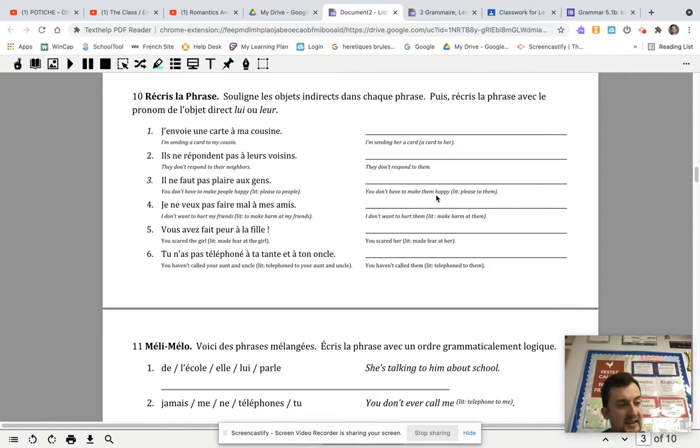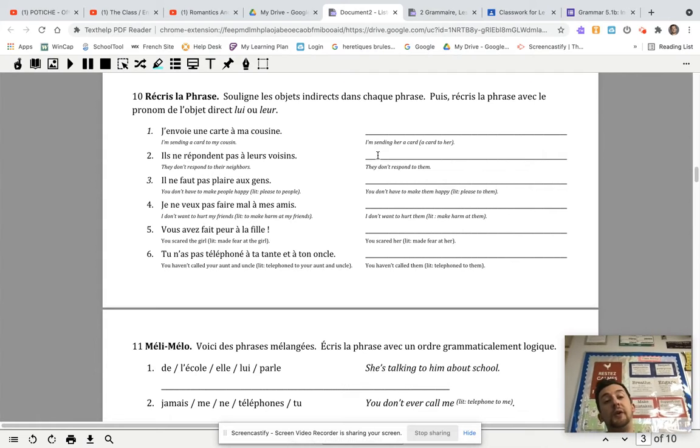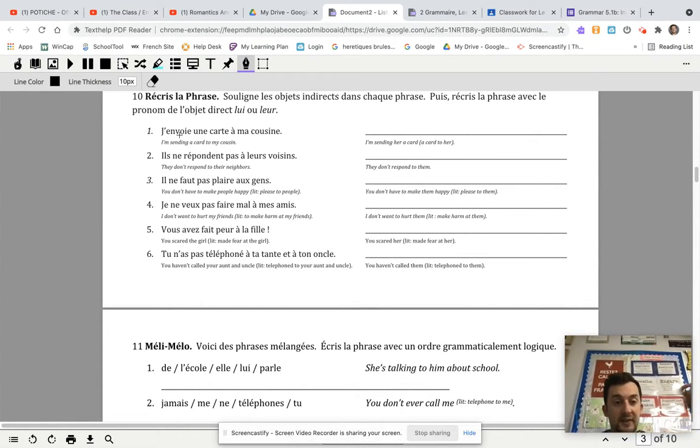Numéro 10, it says réécris la phrase, rewrite the phrase. Souligne les objets indirects dans chaque phrase. Underline the indirect objects in each phrase. Puis réécris la phrase avec le pronom de l'objet direct, lui ou leur. So you're just using lui or leur here.